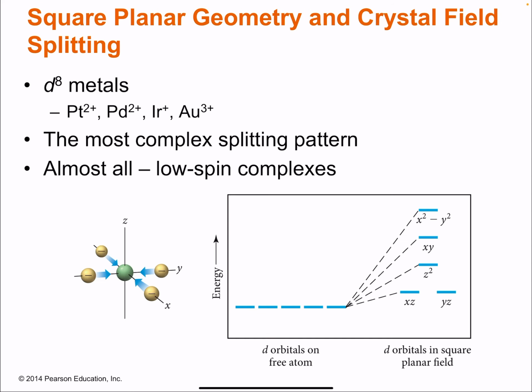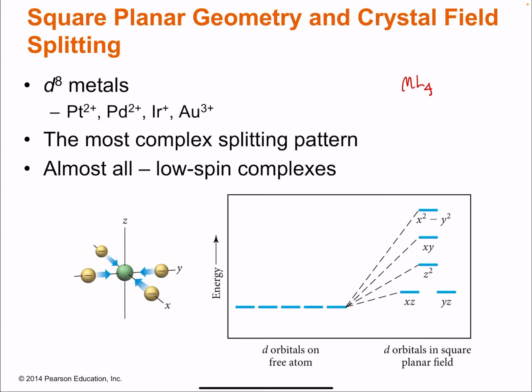Okay. Now we have another splitting pattern. This one you don't have to memorize. If you have to work with it, I'll provide you with the pattern. But this is for square planar, because when you have 4 ligands, if you have a situation of ML4, it's either tetrahedral or square planar. With the square planar, you want to pay attention to the problem, because the problem will tell you if it's tetrahedral or square planar. If it's an octahedral complex, you already know the splitting pattern.